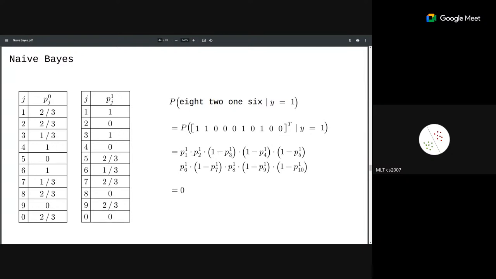So P3, let's look at P3 1, right? So P3 1 is what? That is 1. So 1 minus 1 is 0. That's enough to cancel every other positive value that you have.